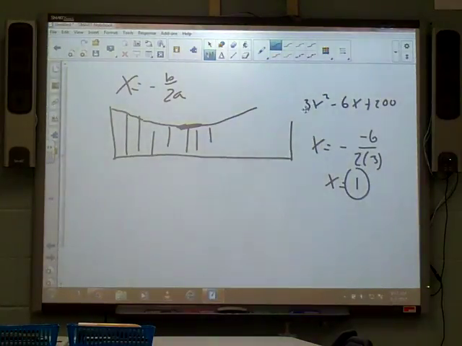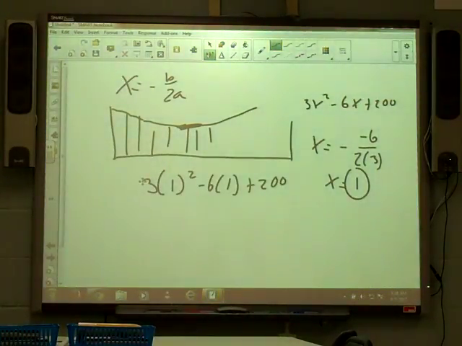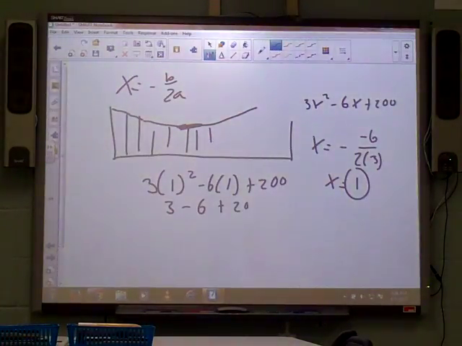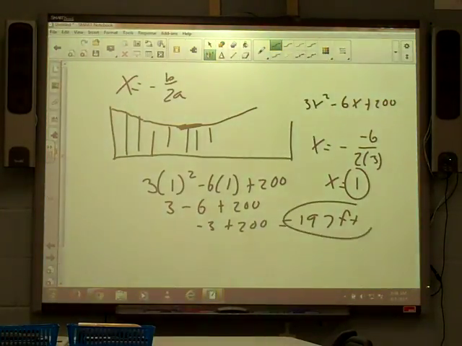Now I'm going to plug that 1 back into the equation and see what that height would be. So it's 3 times 1 squared minus 6 times 1 plus 200. 1 squared is 1 times 3 is 3. 3 minus 6 is negative 3. So that's 197 feet.